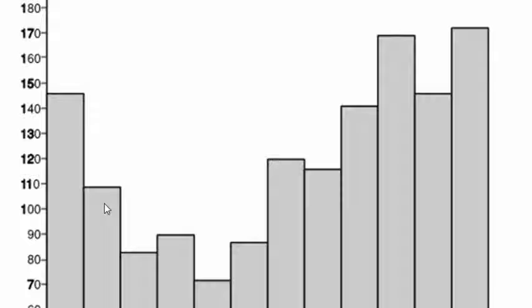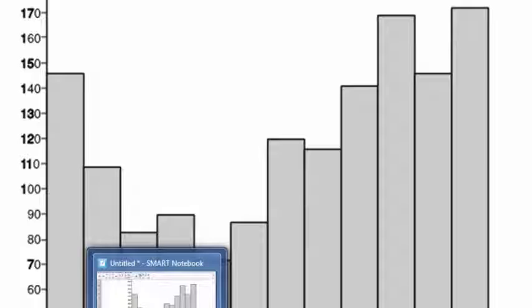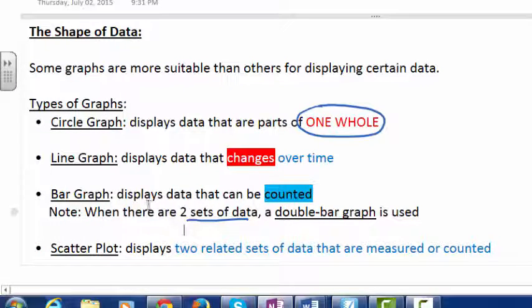After that in February it went to 110 millimeters, and after that in March it went to 83 millimeters, and so on. So we can gather or count the data. It's counted. That's why we are saying display data that can be counted. In this case we use a bar graph, and as I said, if there are two sets of data we need to use a double bar graph.